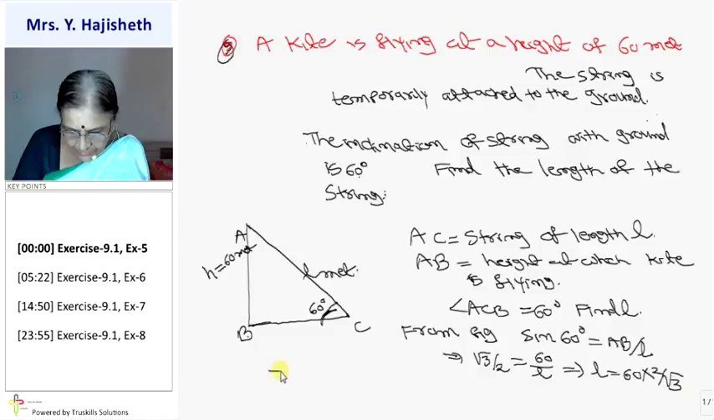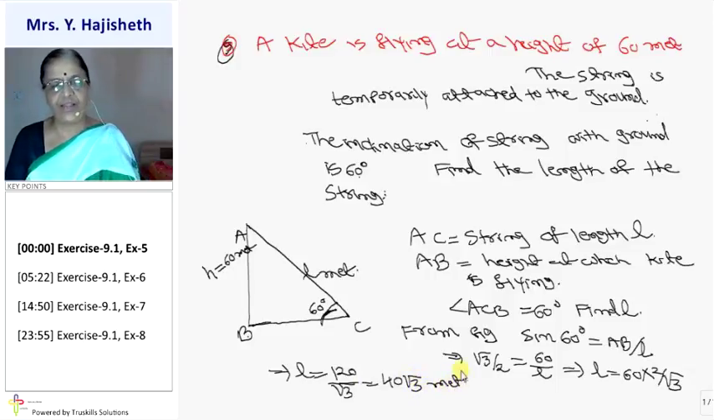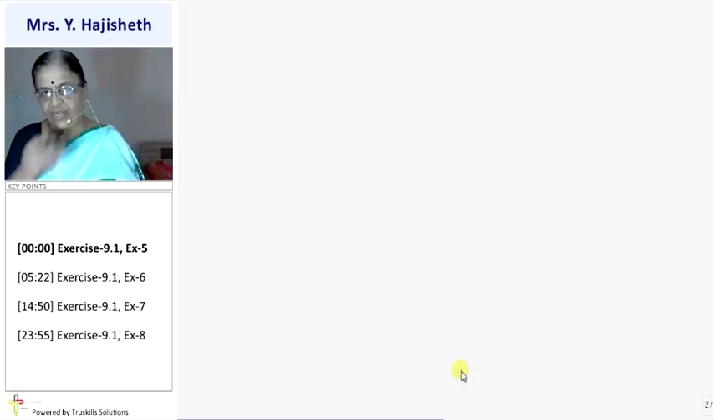Cancel the root 3. L will be 120 by root 3. But 120 can be written as 40 into 3. So it is 40 into 3 by root 3. So 40 root 3 meter. What is the length of the string? 40 root 3 meter.